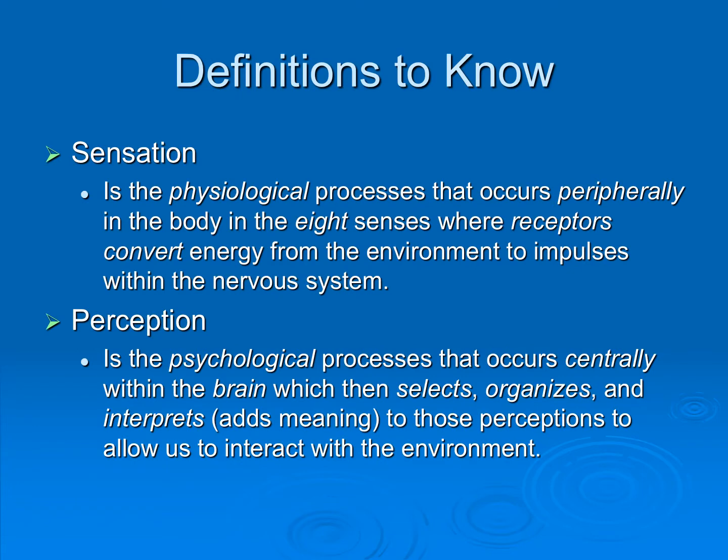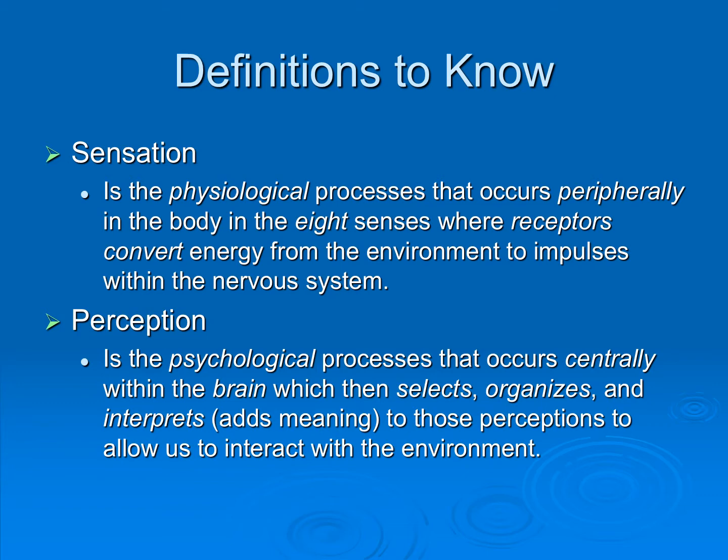The first definition is sensation. You'll notice that in each definition, the highlighted words or the italicized words are important because they differ from one definition to the next. So it's the physiological process that occurs peripherally in the body, in the 8 senses, not 5, where receptors convert energy from the environment into impulses in the nervous system. And you know what those are called. They're called action potentials. We spent the last chapter talking about that.